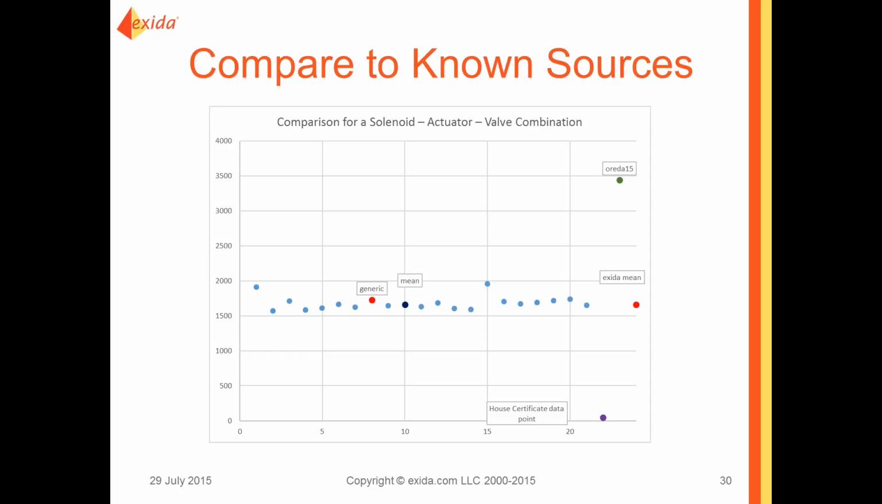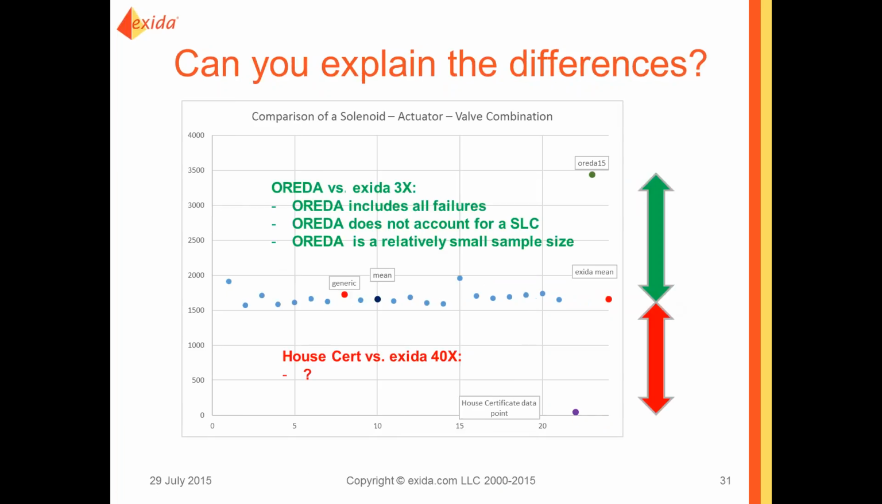Another thing you can do is compare failure rates to known sources. Here we have a chart of about 20 different assemblies of exida FMEDAs. We have a final solenoid actuator valve combination built out of third-party certificates that adds up to about 45 FITs, and then we have the ARETA data, a very widely known and respected database for failure rate data, and you can see there's a pretty big span of data.